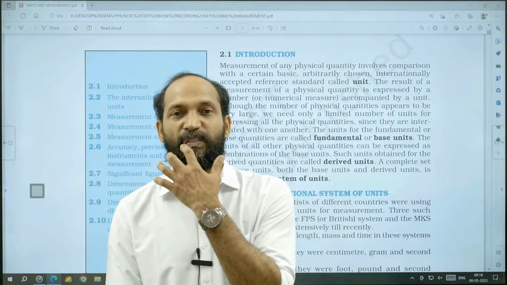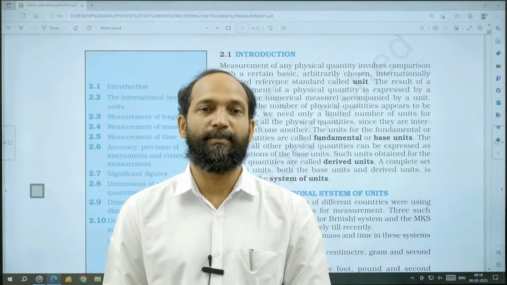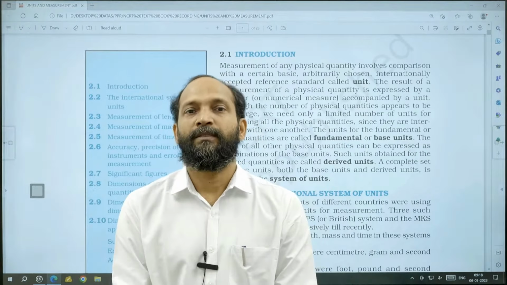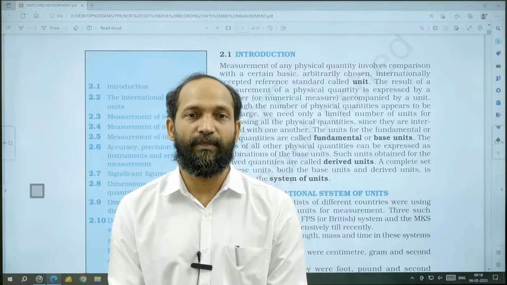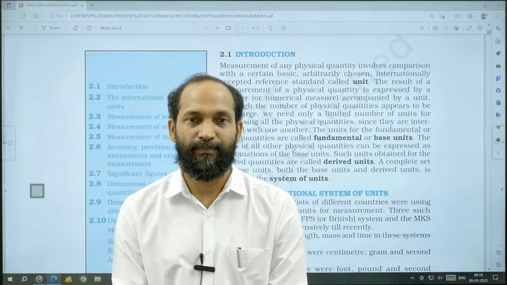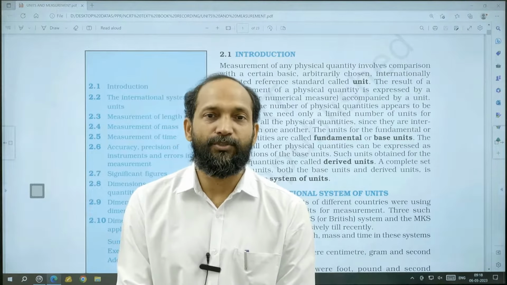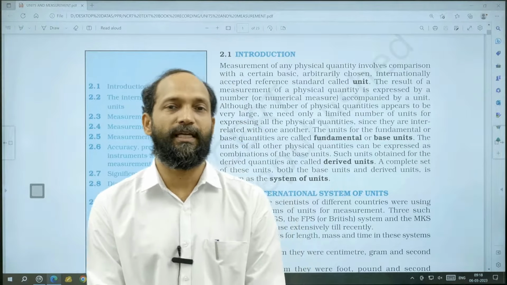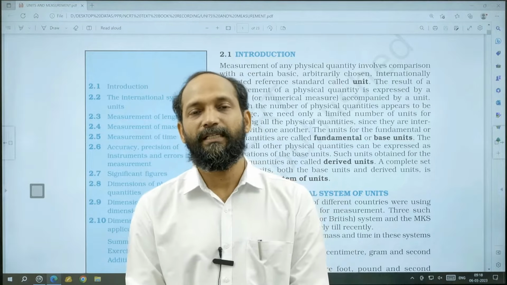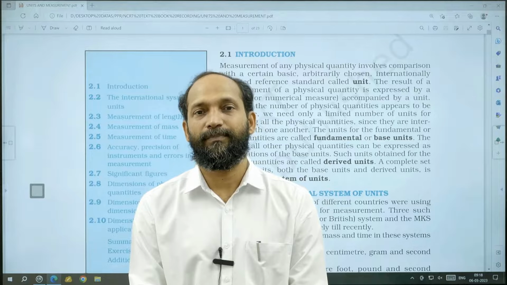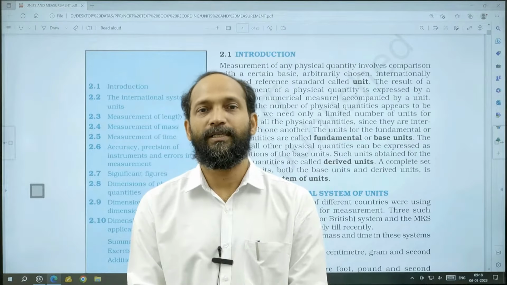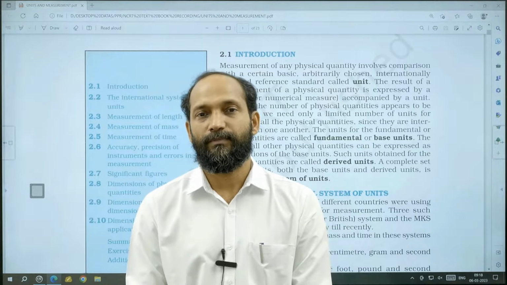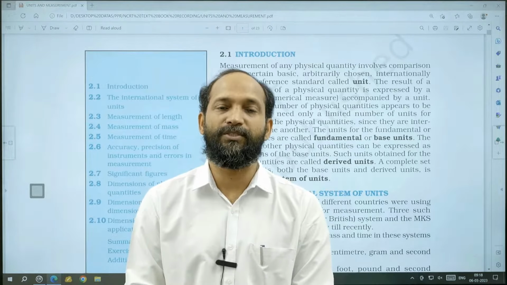Also, there are two more supplementary quantities which are used for measurement of angles, such as plane angle and solid angle. All this, 7 plus 2, makes 9 base quantities: 7 fundamental, 2 supplementary. Based on all these quantities only, other quantities are derived, so-called derived quantities: force, area, velocity, momentum, acceleration, energy. In second year we have learned magnetic flux. A very large number of quantities are derived, all based on fundamental quantities.